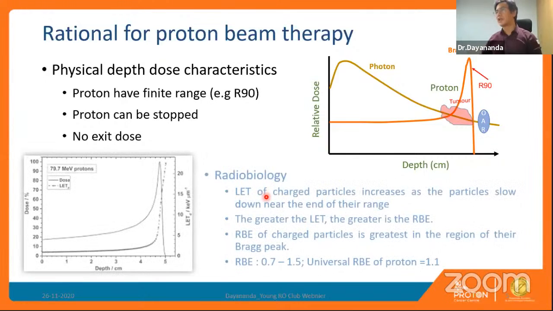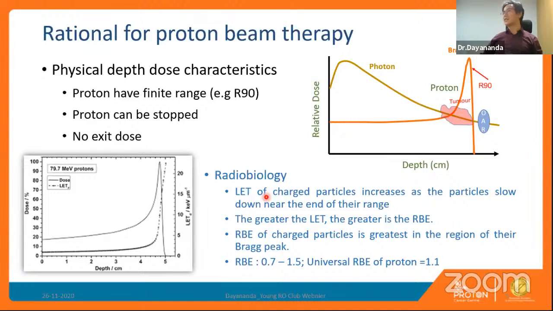So another rationale for proton beam therapy is a marginal increase in the radiobiological benefit. This is the same Bragg peak, and if you see the linear energy transfer, what you observe is that the LET of a charged particle increases as the particle slows down towards the end of the Bragg peak. And the greater the LET, the greater is the RBE. So the RBE of a charged particle is highest at the Bragg peak, and minimal at the plateau or the entrance region. So this is also another rationale for the use of charged particles or protons for the treatment of cancer in external beam radiation therapy.